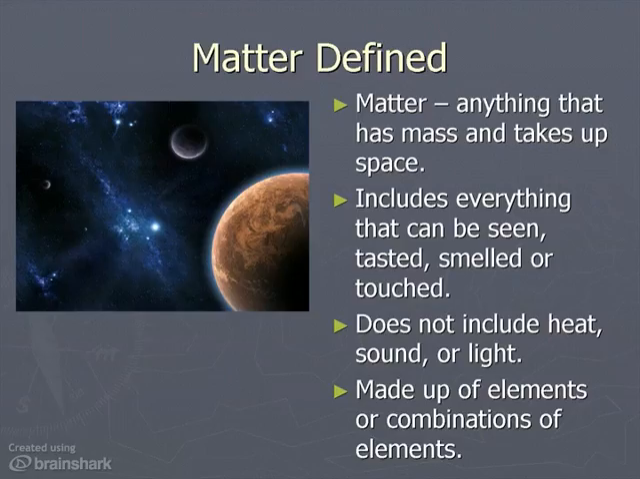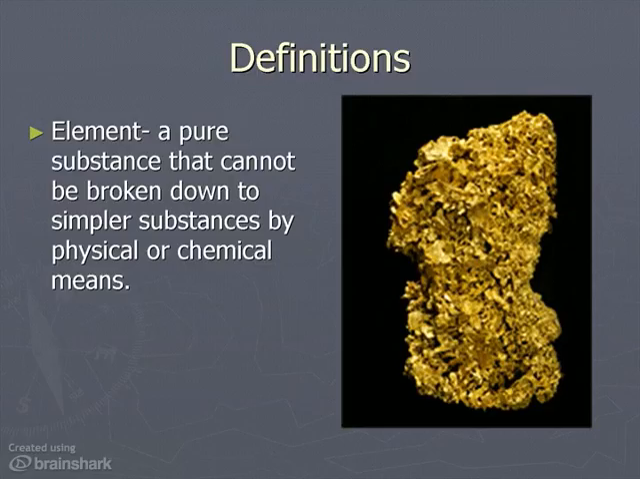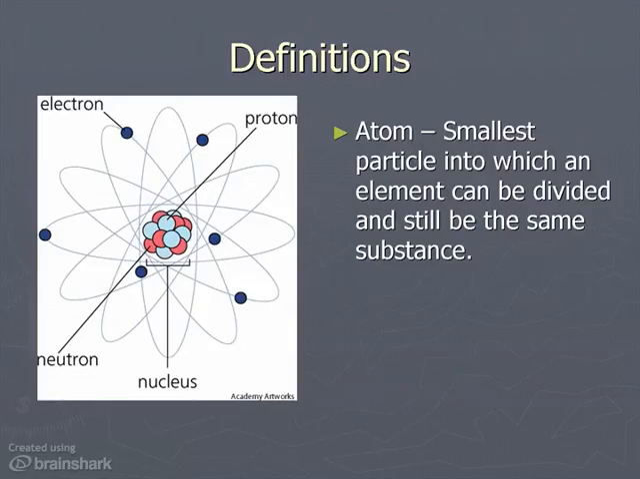We've already talked a little bit about matter, but let's go ahead and review. Matter is anything that has mass and takes up space. It includes everything that can be seen, tasted, smelled, or touched, but it does not include heat, sound, or light. Matter is made up of elements or combinations of elements. An element is a pure substance that cannot be broken down to simpler substances by physical or chemical means. An atom is the smallest particle into which an element can be divided and still be the same substance.